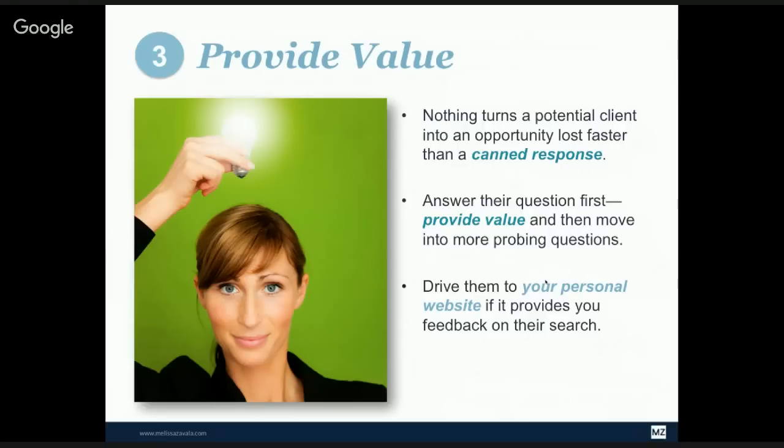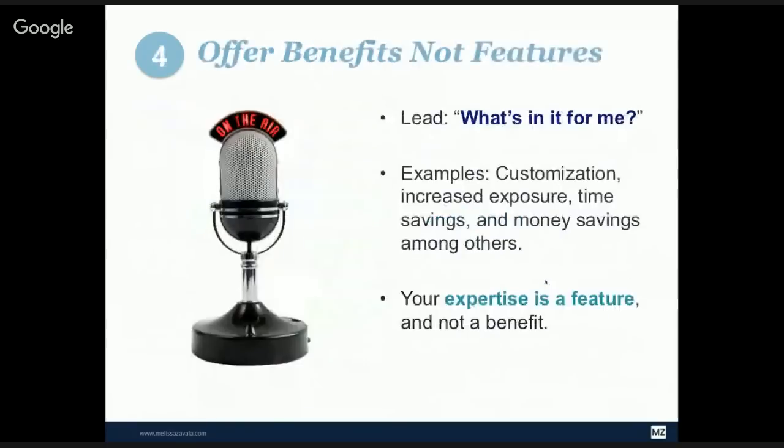And of course, try to drive people away from those generic sites to your personal site where they can interact with you, where you can monitor better if you've got a robust CRM that monitors that stuff. And it will give them more information, and then you've got them out of that web of syndication where they may deviate and find some other agent to help them. And you can do that by offering benefits, not features.